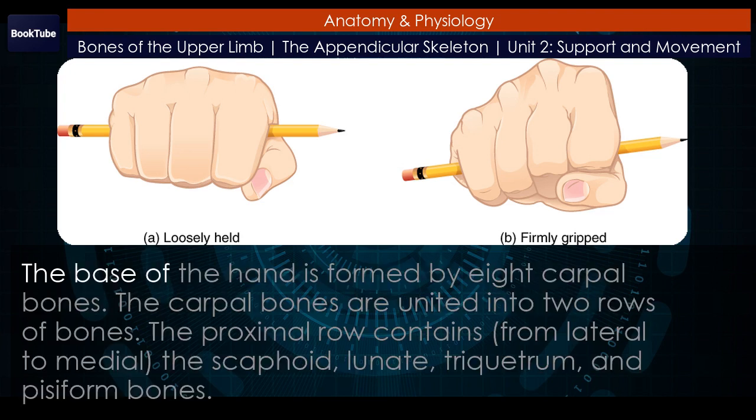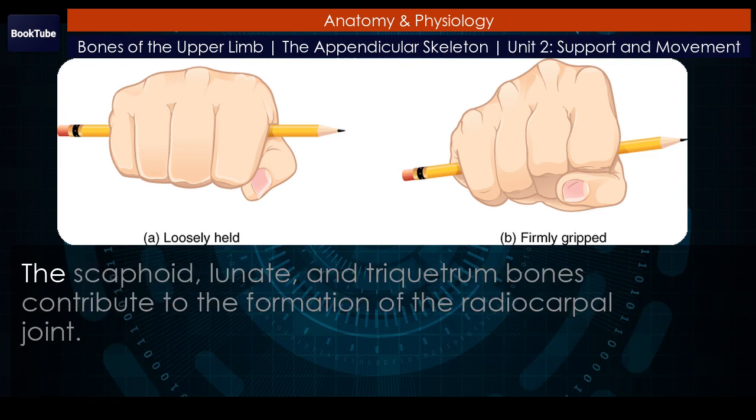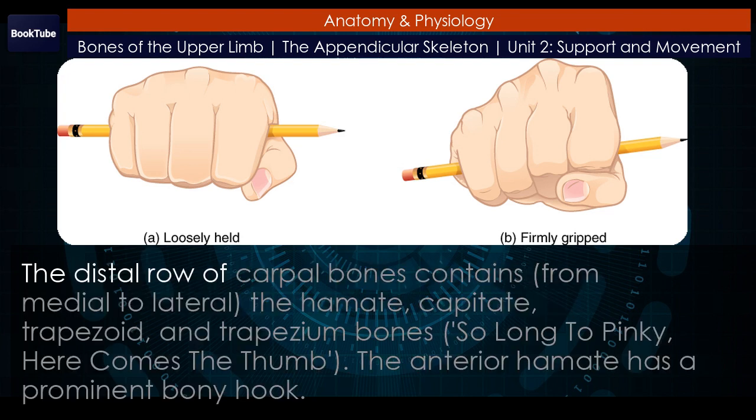The base of the hand is formed by 8 carpal bones. The carpal bones are united into 2 rows of bones. The proximal row contains, from lateral to medial, the scaphoid, lunate, triquetrum, and pisiform bones. The scaphoid, lunate, and triquetrum bones contribute to the formation of the radiocarpal joint. The distal row of carpal bones contains, from medial to lateral, the hamate, capitate, trapezoid, and trapezium bones.